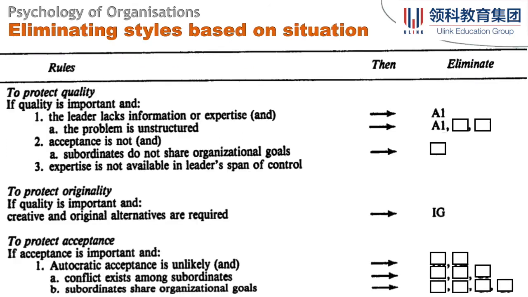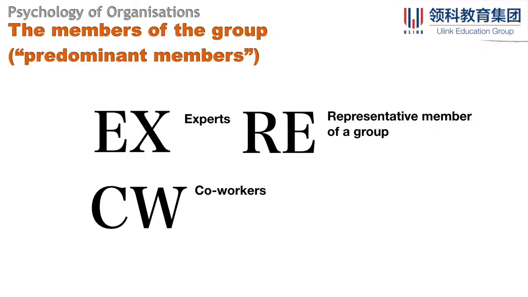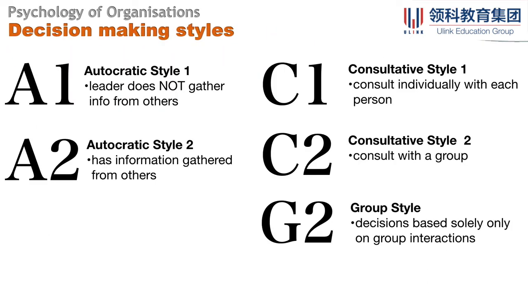So again, it's based on what types of styles you eliminate, and whatever's left over is the style that you use. So just one more example. The leader lacks information and expertise, and the problem is unstructured. Well, if it's an unstructured problem, you're also going to get rid of consulting style 1, where you consult individually with each person. You need to bring people all together within a group to establish more of a structure.